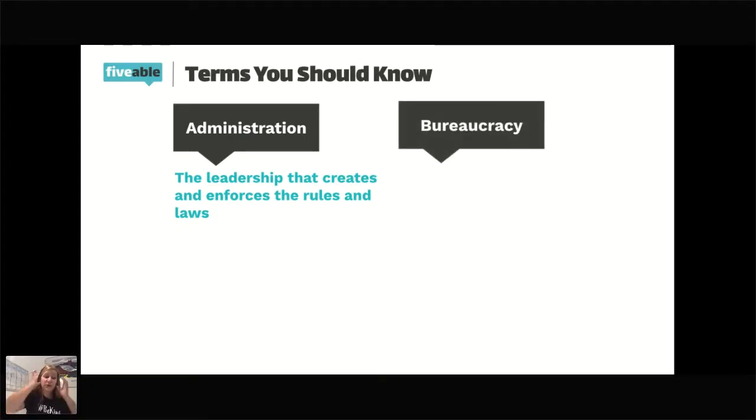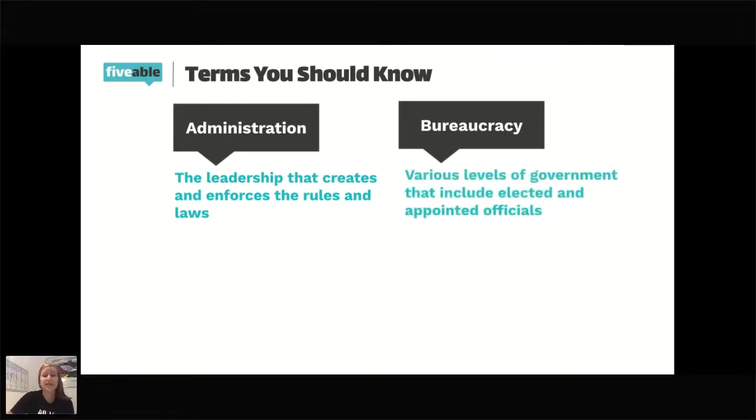Our next term is bureaucracy. And this again kind of is like administration. The people see this word and they know they've heard it before, but they don't exactly know what it is. And this one, students ask me every single year, what do you mean by bureaucracy? Bureaucracy can be kind of interchangeable with government. A lot of times people will say like government bureaucracy, but with bureaucracy, we're talking about the different levels in government that have different functions.